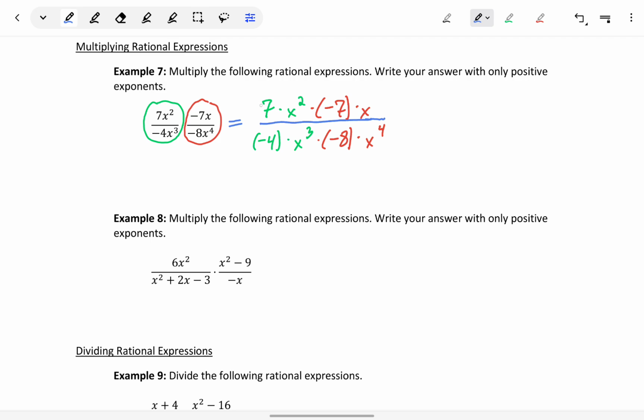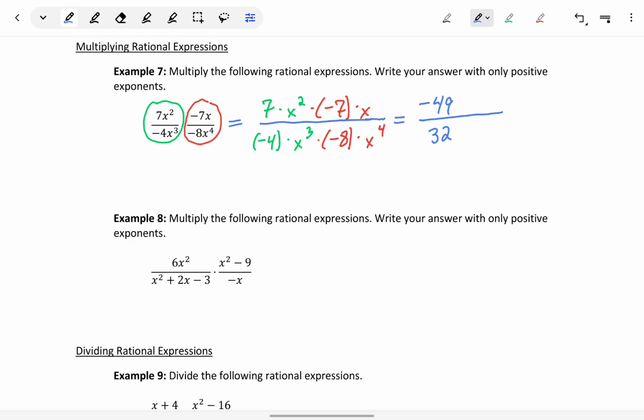Looking at the coefficients, we have 7 and negative 7 in the numerator, negative 4 and negative 8 in the denominator. Nothing in common between those factors, so we can simply multiply those values together. In the numerator, we'll have negative 49, and in the denominator, we'll have 32. Now we can look at combining the x values that we have.